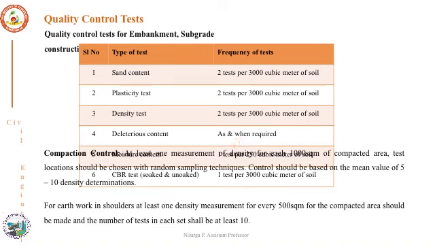And compaction has to be tested at frequent intervals. At least one measurement of the compaction test has to be done for every 1000 square meters of compacted area. The test location must be chosen based upon random sampling. The control should be based upon the mean value of 5 to 10 density determinations. For earthwork and shoulder, at least one density measurement has to be done for every 500 square meters of compacted area. The number of tests in each set shall be at least 10.